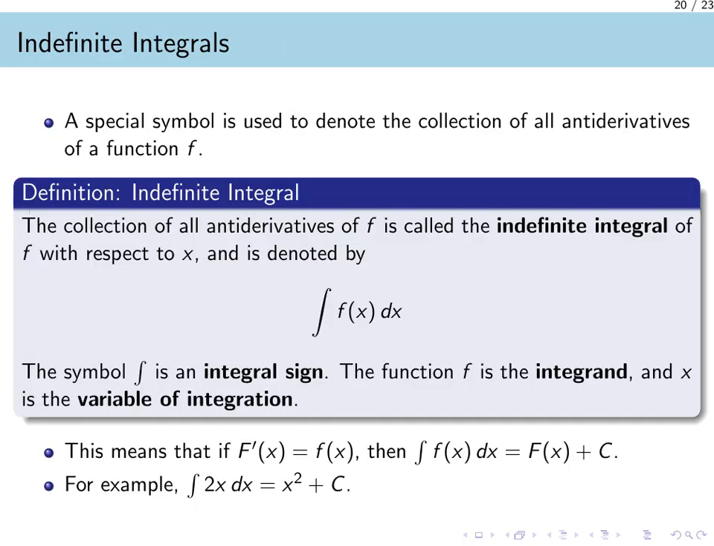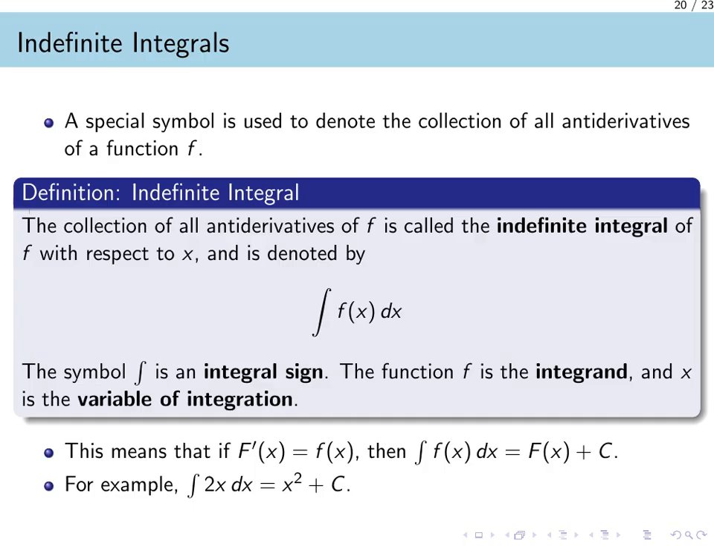Now that we know an antiderivative represents an entire family of functions, we need a formal way to write this collection, which is called the indefinite integral. We use a special symbol, an elongated s, called an integral sign. The function we are integrating, f of x, is called the integrand, and the dx at the end specifies that x is our variable of integration.